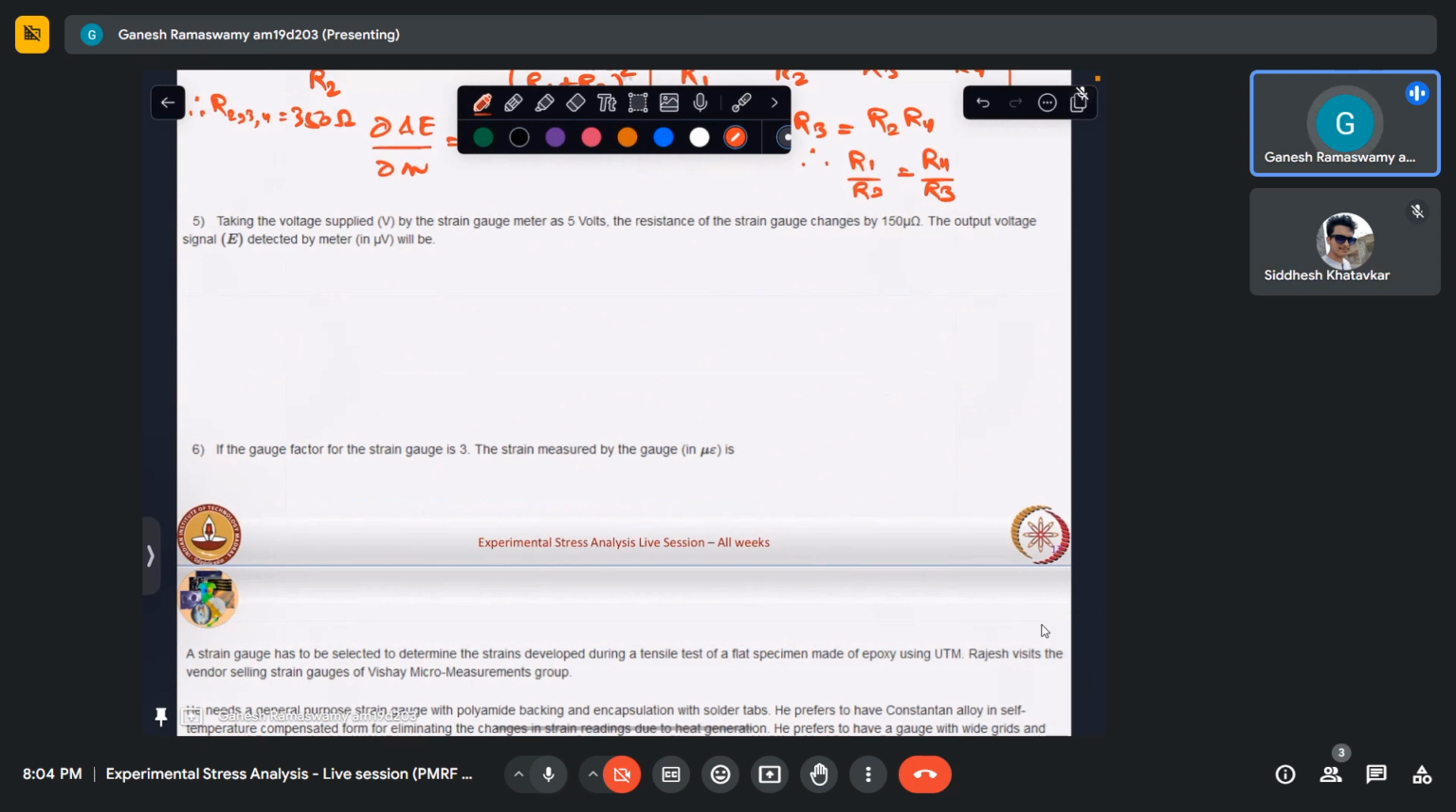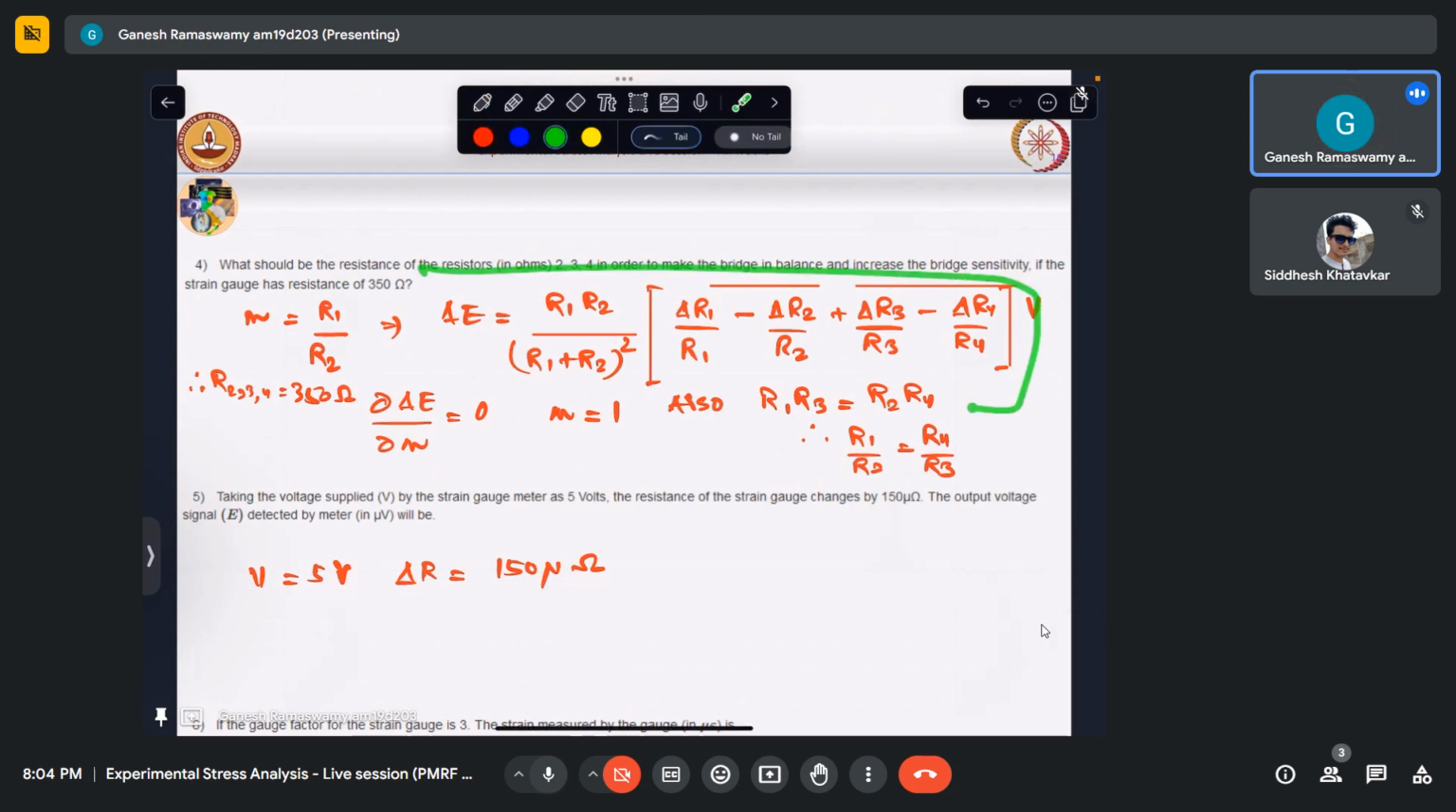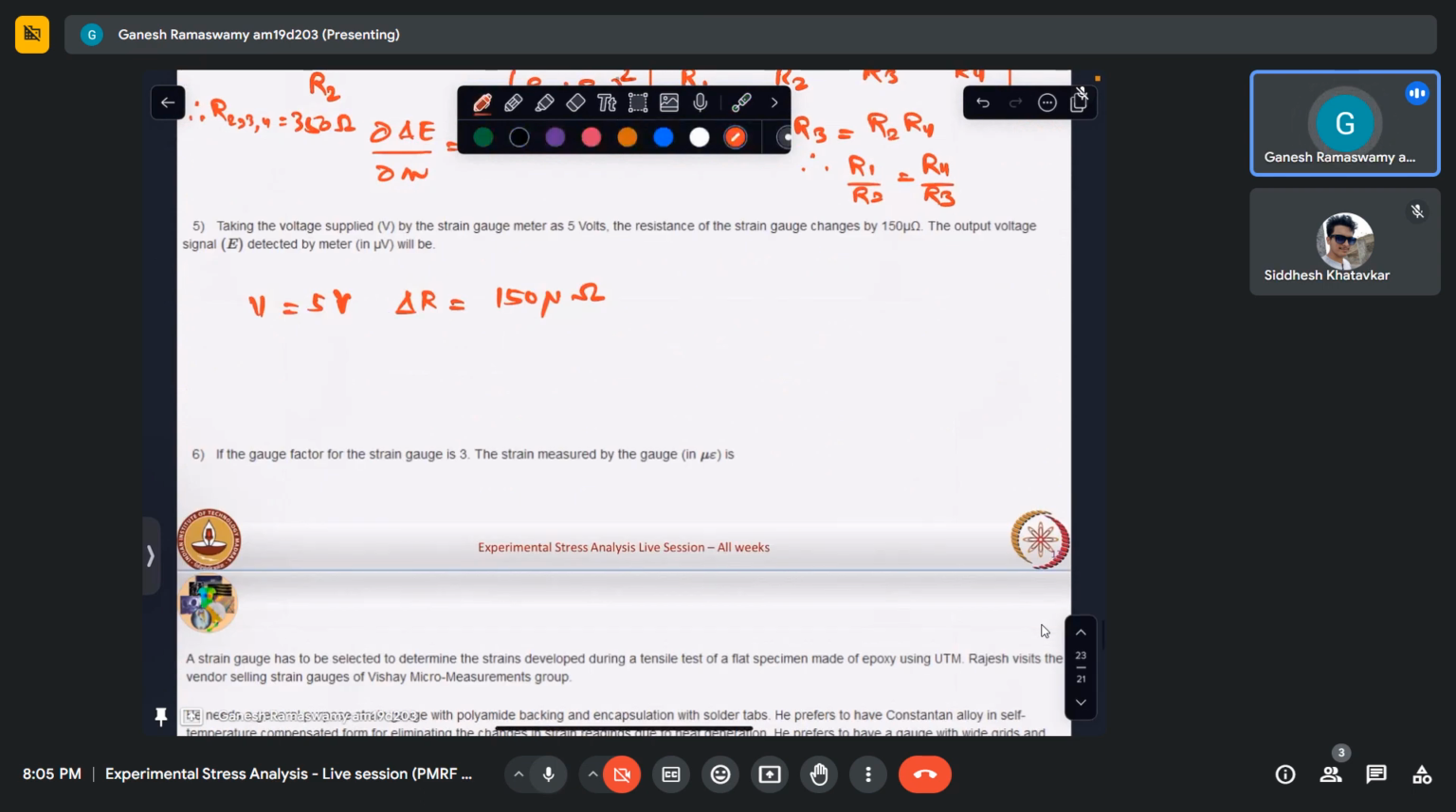Okay, so this question says, taking the voltage supplied by the strain gauge meter as 5 volts. So the voltage supplied is 5 volts. The resistance of the strain gauge changes by 150 micro ohms. So the change in resistance is given to be 150 micro ohms. The output voltage E detected will be what? Now we know this expression, this big expression. And this is a quarter bridge arrangement, so R2 to R4 is not there. So only these quantities we need to substitute. It is just a simple substitution which we can do.